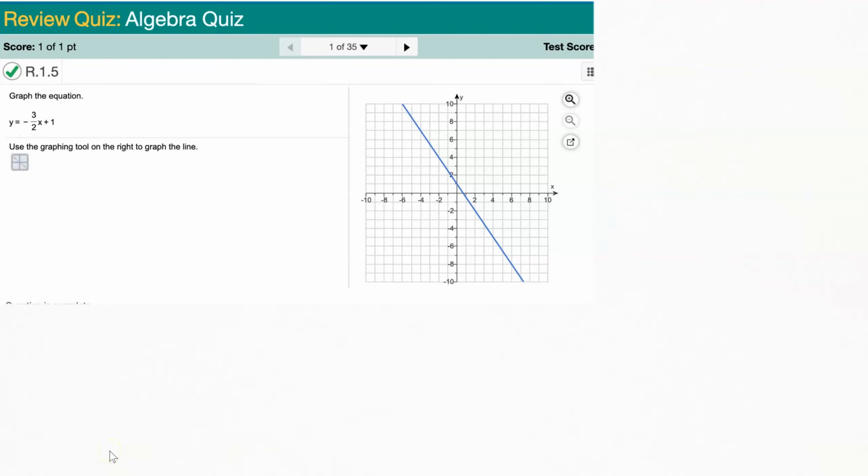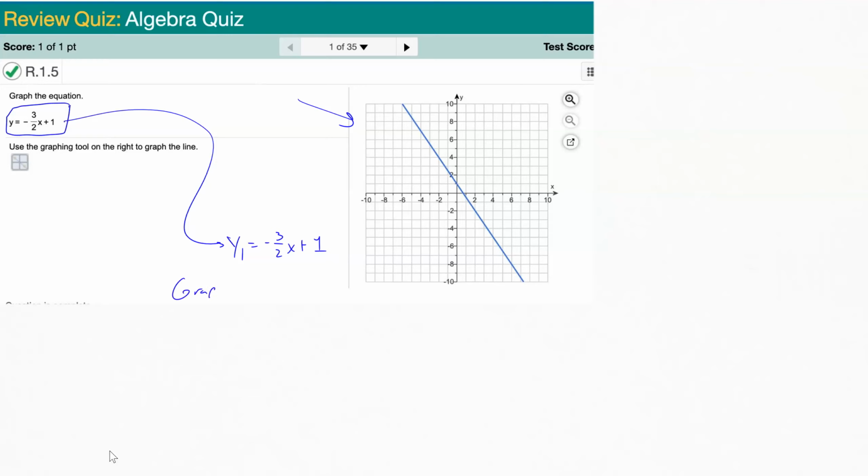Question 1 of the algebra quiz gives us an equation to start with, and then they want us to graph that linear equation on the x and y axis that they provide us on the right-hand side. And conveniently, we have a graphing calculator, so what we're going to do is take this equation they've given us and type that into y1 on the calculator.